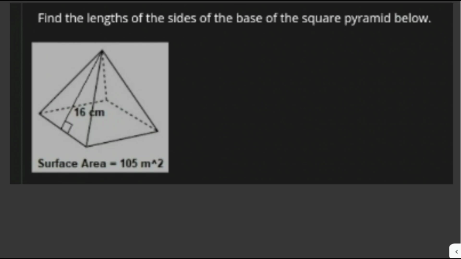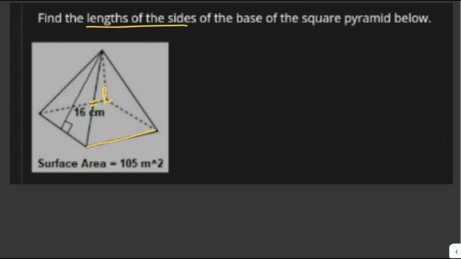Find the lengths of the sides of the base of the square pyramid below. Okay, we're given the figure here, and we're only given the slant height, which is equal to 16 centimeters, and we're given the surface area, which is equal to 105 square meters. So we need to find the length of the sides. All right, our base is a square, therefore all of the sides are equal.